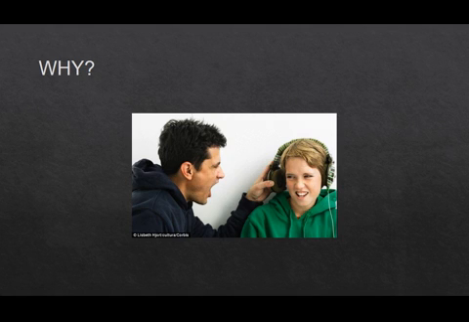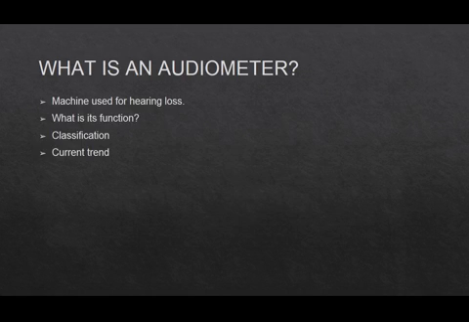So, what is an audiometer? Is it a machine used for hearing loss? What are its functions? Classification? Current trend? An audiometer is a machine used for evaluating hearing loss. Audiometers are standard equipment at ENT clinics and in audiology centers.